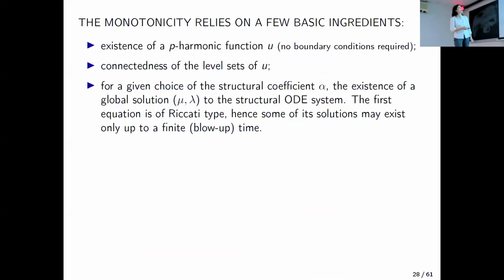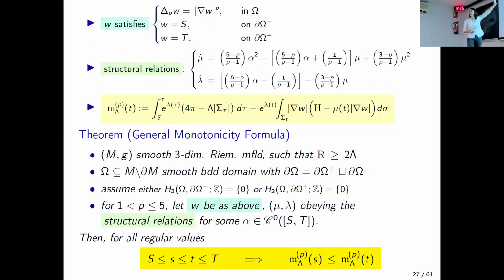The monotonicity relies on a few basic ingredients: the existence of a p-harmonic function u, and connectedness of the level sets of u. For a given choice of a structural coefficient alpha, we need the existence of a global solution of the structural ODE system. What is important is to select an interesting alpha. For any continuous alpha, you solve this ODE system, you plug into your formula lambda and mu, and this is always a non-negative, non-decreasing quantity.